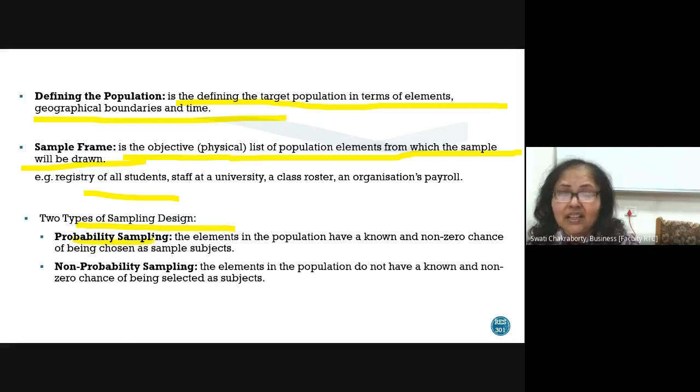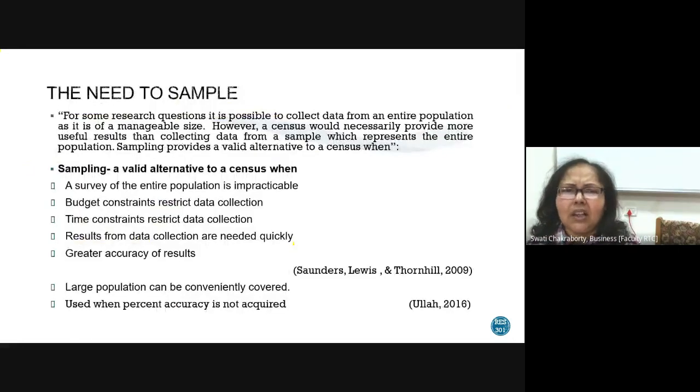One, as we said, is probability sampling, where the elements in the population have either a known or a non-zero chance of being chosen in the sample. Whereas non-probability sampling is where the elements of the population do not have a known and non-zero chance of being selected as subjects. So why do we need to sample?